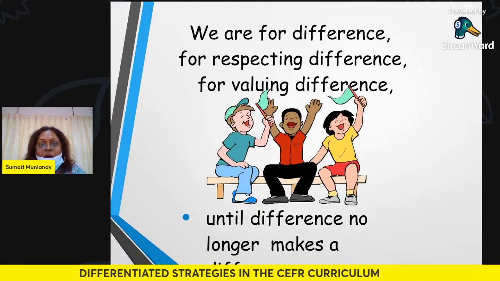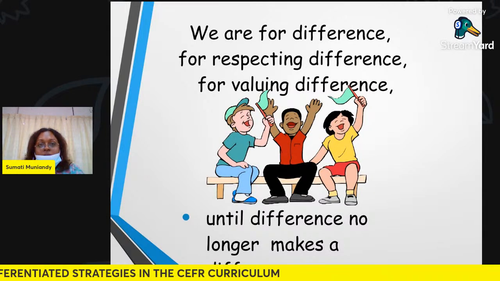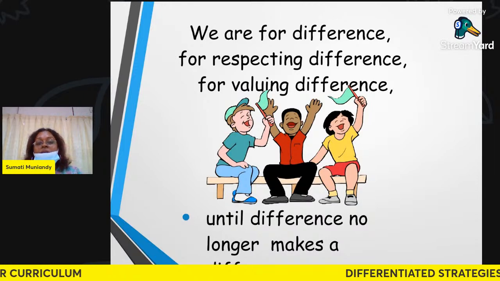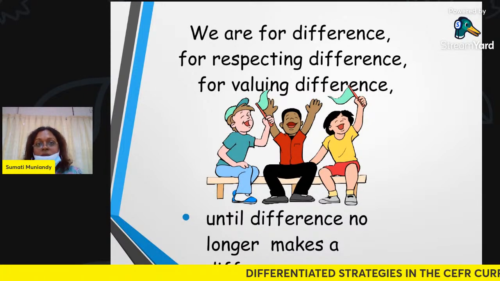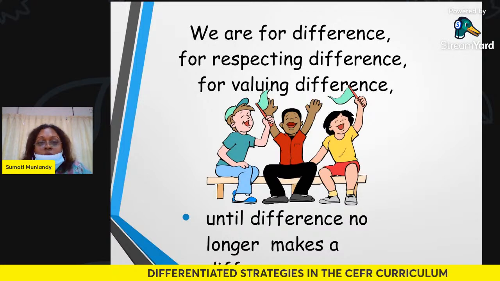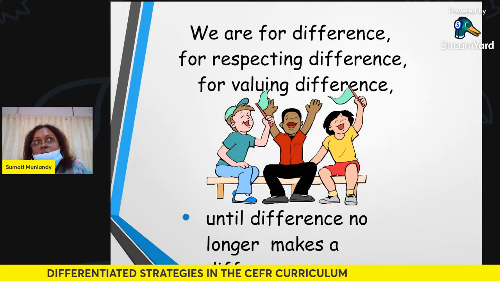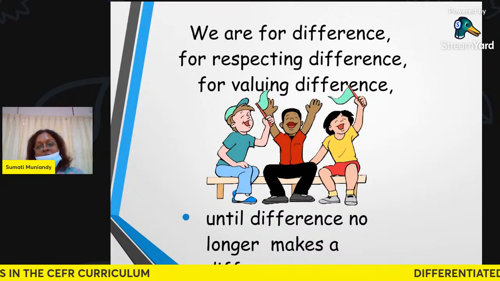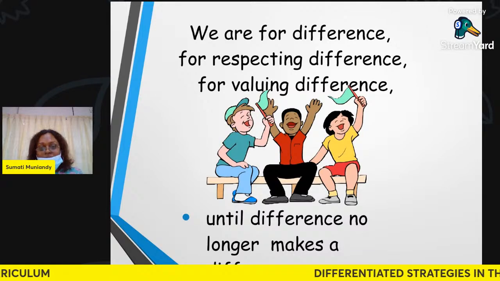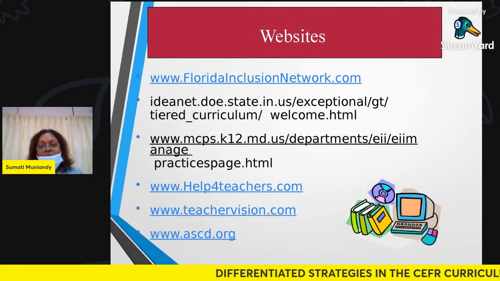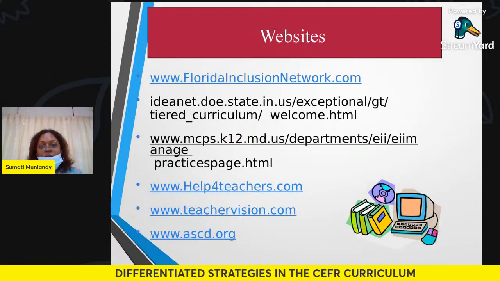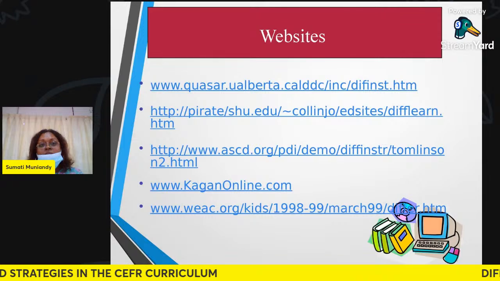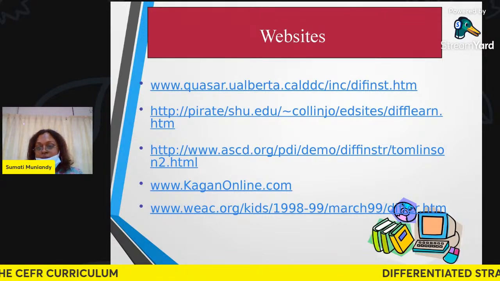We are for difference, for respecting difference, for valuing difference. Everybody is different. So we teachers have a big role to play in the classroom, until the difference no longer makes a difference. These are the websites that you can go through to get more ideas on these differentiated strategies.